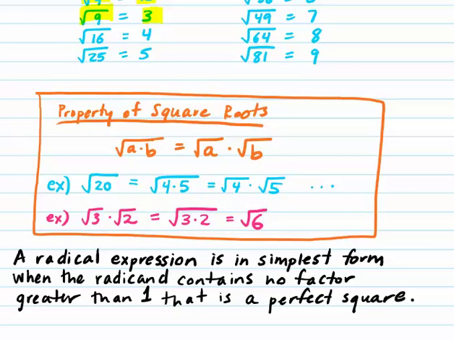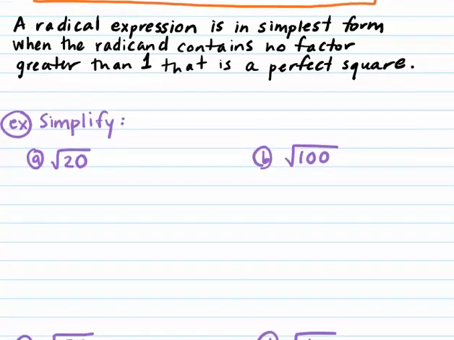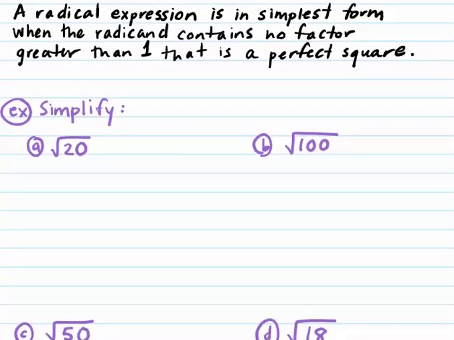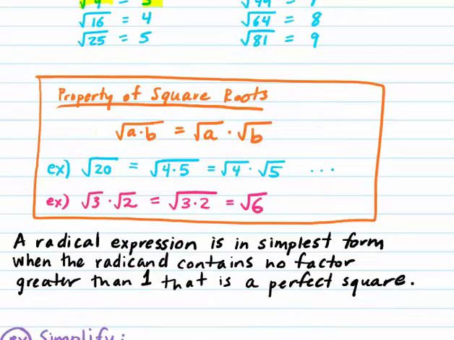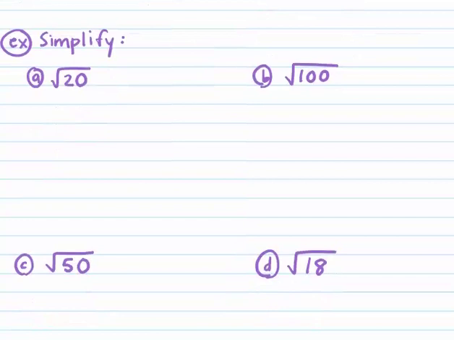Okay, so jumping into the type of problems that we're going to do in this section, we have to keep in mind a radical expression is in simplest form when the radicand, the number inside the radical, contains no factor greater than one that's a perfect square. Again, perfect squares are the things that we looked at at the beginning. So when I look at the square root of 20, I know it's not a perfect square root. But if there's any factor of 20 that's one of those perfect squares, it can be simplified.